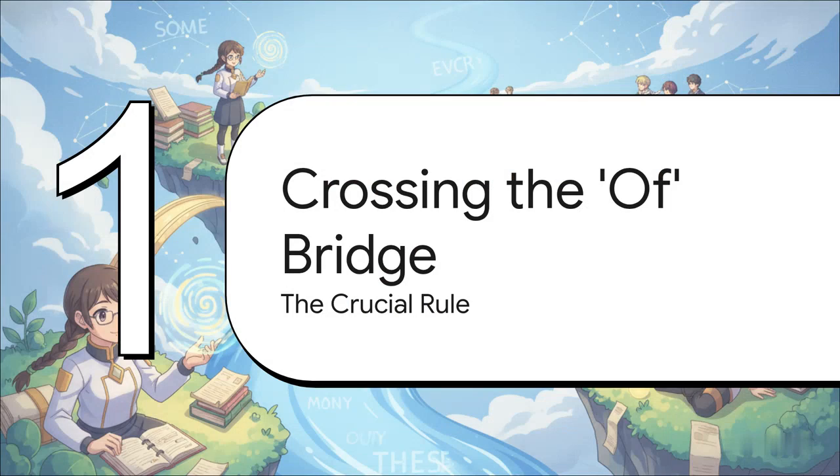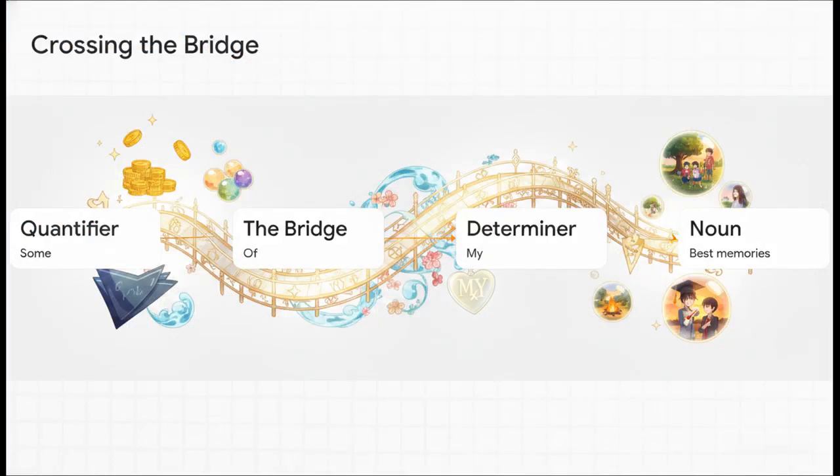Section 4. Crossing the of bridge. Okay, we are about to cover a highly technical but absolutely crucial rule. What happens when you want to put a quantifying determiner right before another determiner, like my or these? Well, they're going to clash unless you build a bridge between them.